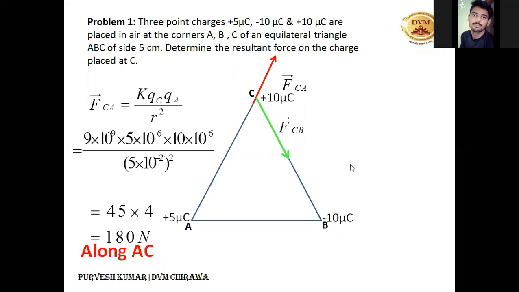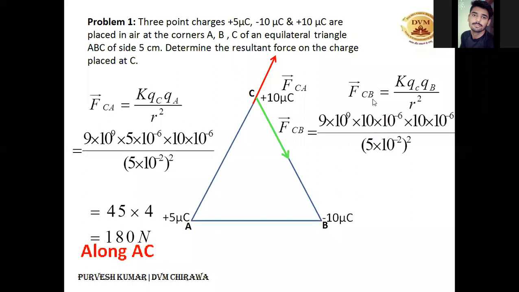Now, the value of this FCB can be calculated by using Coulomb's law, that is K QC QB upon R square. QC is the charge placed at C, QB is the charge placed at B. So in place of K, I can write 9 into 10 to the power 9. In place of QC, I can write 10 microcoulomb, that is 10 into 10 to the power minus 6. And in place of QB, it is again 10 microcoulomb, that is 10 into 10 to the power minus 6.